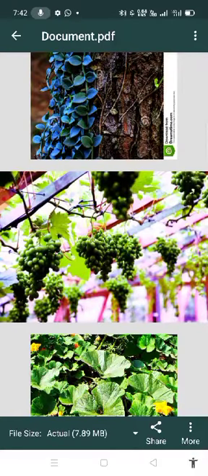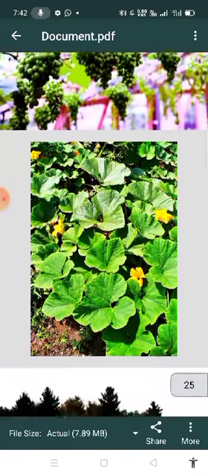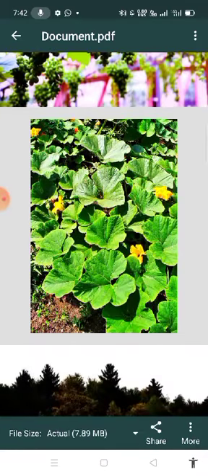Creepers grow along the ground and creep along the soil. So here one plant we can see, pumpkin, which is a creeper because it grows along the soil. The bottle gourd, watermelon, and pumpkin are examples of creepers. So these plants can grow in the soil, along the ground. They grow throughout along the ground.